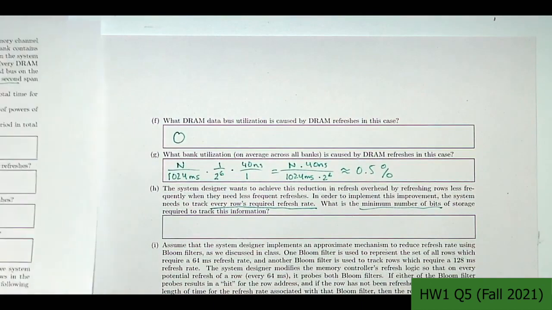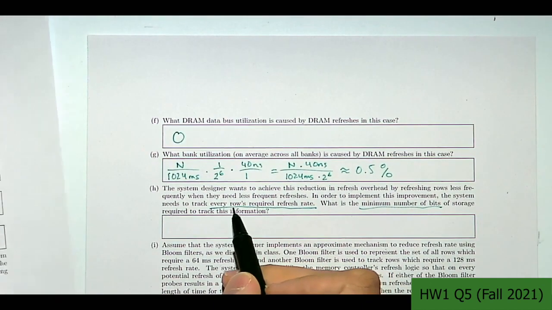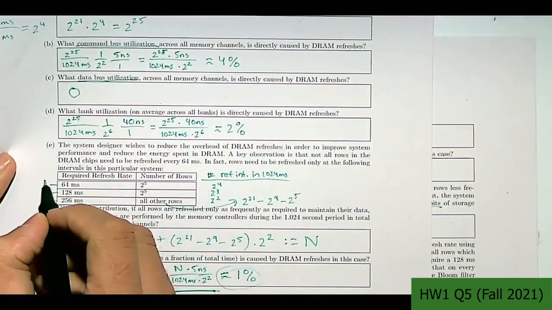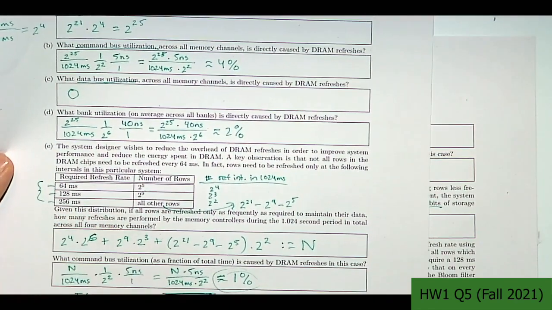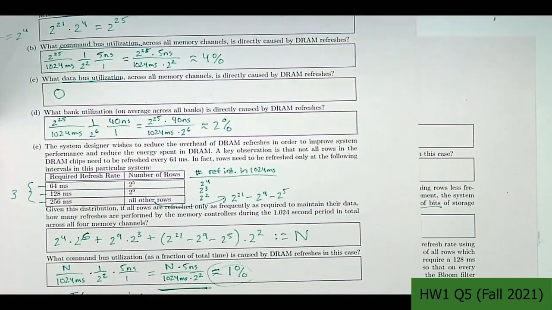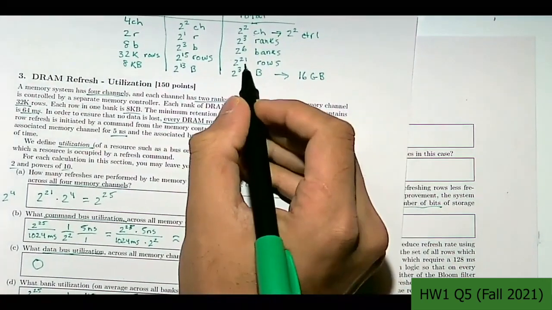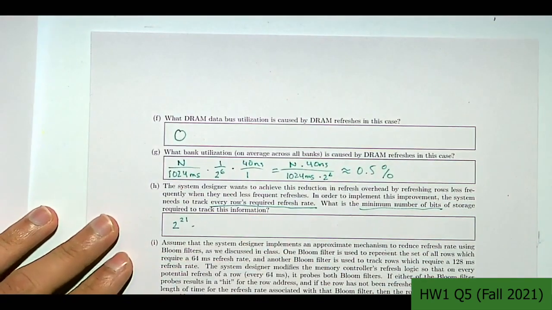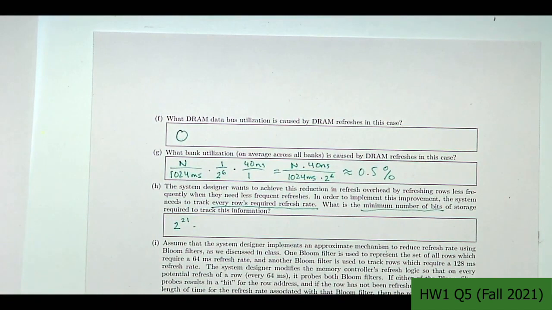So we need to track every row's required refresh rate, right? And so here are the refresh rates we're dealing with. There's exactly 3 refresh rates, which means there are 3 different states that we need to be able to identify for each row, right? And we know that there are 2 to the 21 rows, right? So we have 2 to the 21 rows times the number of bits to encode three states, right? And so that would be, sorry, yes?